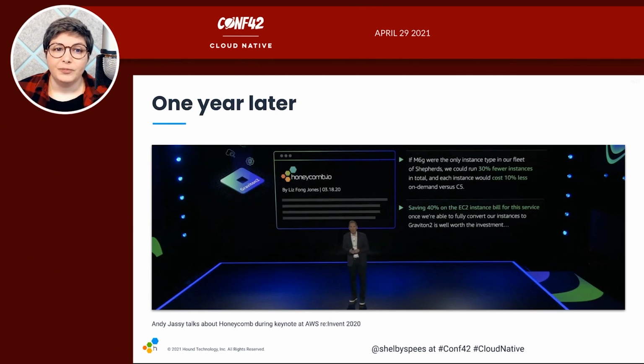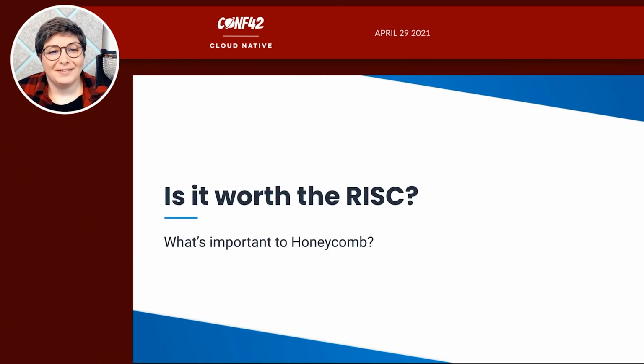For Honeycomb, we wanted the cost and performance improvements of Graviton2, yes, but it would only make sense for us if we could get those things without hurting our reliability. So first we had to ask, is it even worth the risk? To be able to answer that, we needed to think about what's important to Honeycomb as a business.